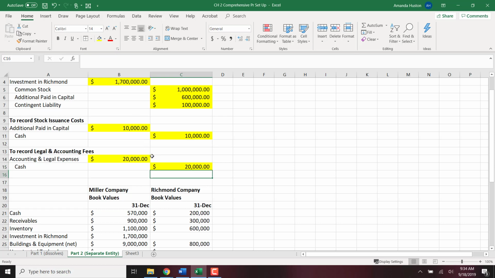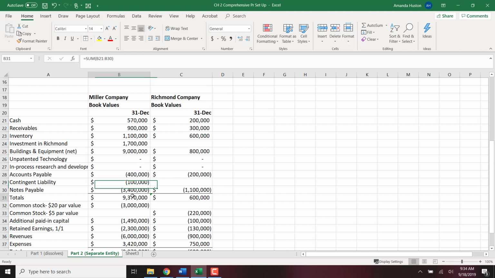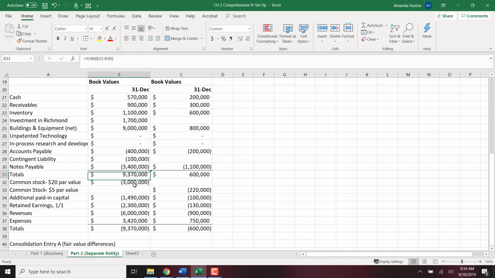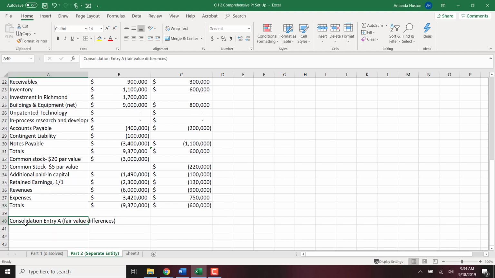So once we're done making these adjustments, technically these totals should balance. If they didn't, I made the adjustments wrong. So now we have adjusted the starting balances for the purchase of the investment. Now we're going to make consolidation entry. So consolidation entry A is fair value differences.